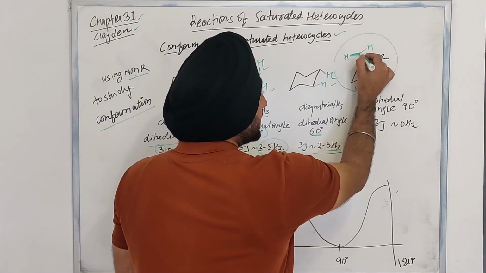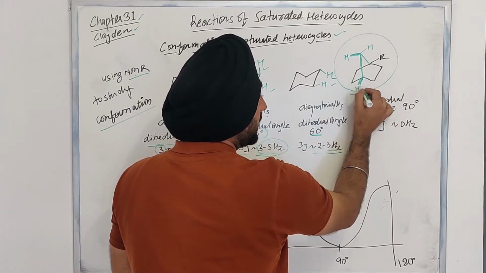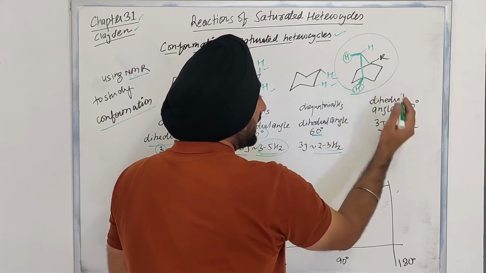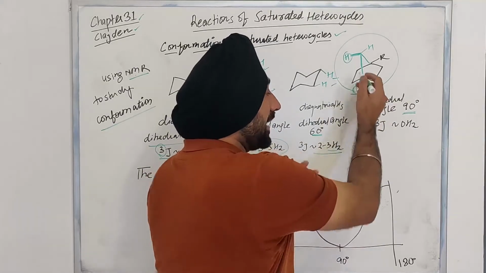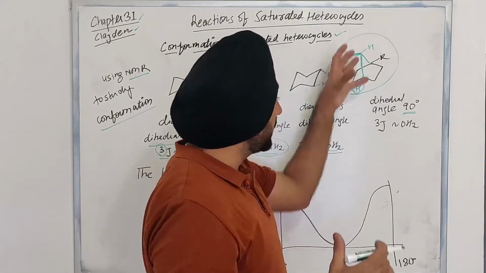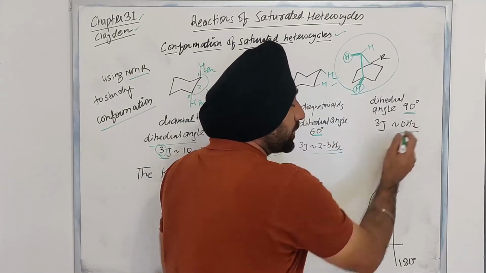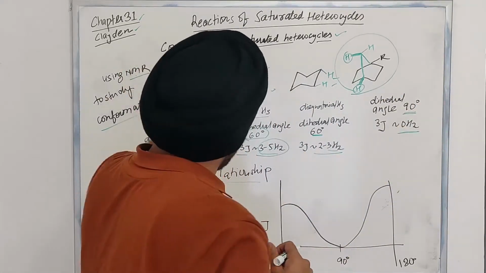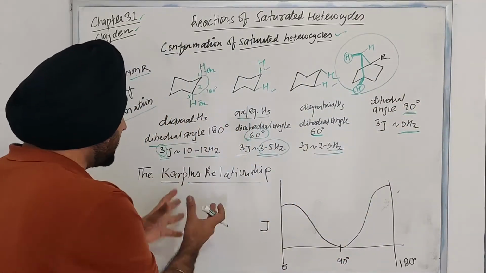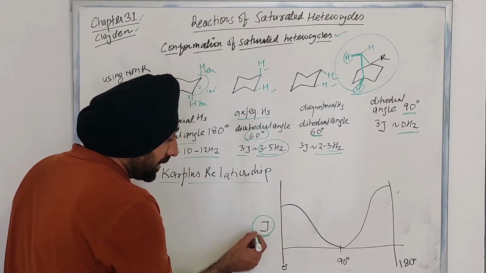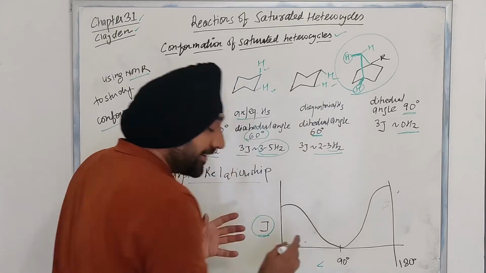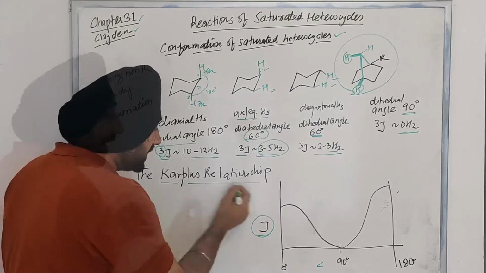So here, the dihedral angle, the angle between this hydrogen and this hydrogen, is 90 degrees. And when the angle between them is 90 degrees, there is barely any coupling observed between these two protons. So what do you observe? The coupling constant is 0. All this has been expressed in the form of a relationship between the coupling constant versus dihedral angle, which is called the Karplus relationship.